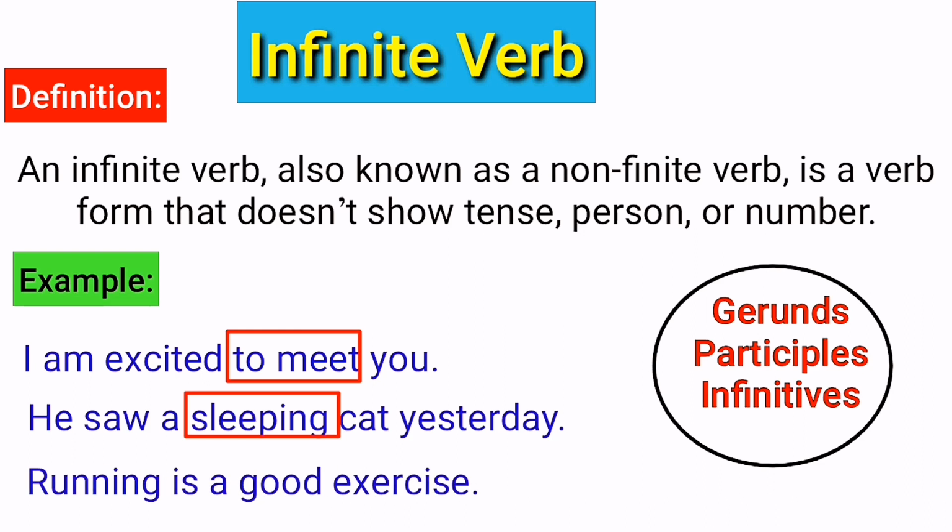Running is a good exercise. In this sentence the word running is a nonfinite verb form. Specifically, it is a gerund, which is a verb form that functions as a noun. In this context, running is the subject of the sentence, and it represents the activity being discussed. Gerunds, as nonfinite verbs, can take on various roles in a sentence, such as subjects, objects, or complements.